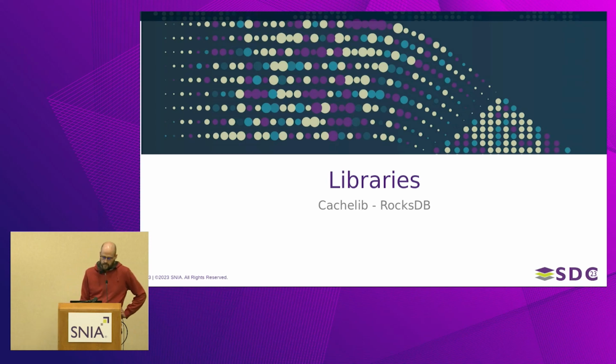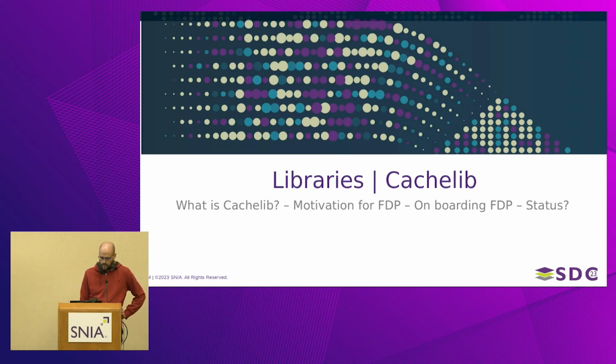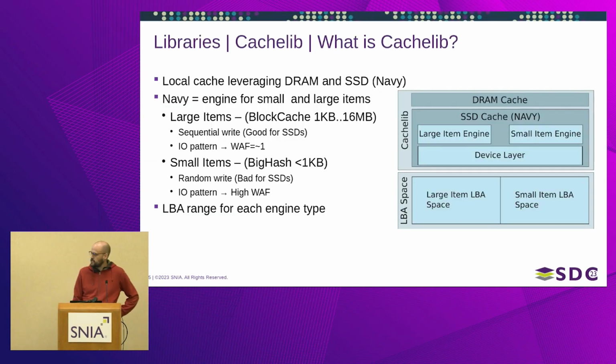So let's begin with the libraries. And we begin with Cachelib. So I'm going to answer what is Cachelib, what is the motivation, how did we onboard FTP, and I'll give some numbers. So Cachelib is a local cache. And it has kind of 2 components. It uses DRAM, and it can also use SSD as the cache place where it puts the cache.